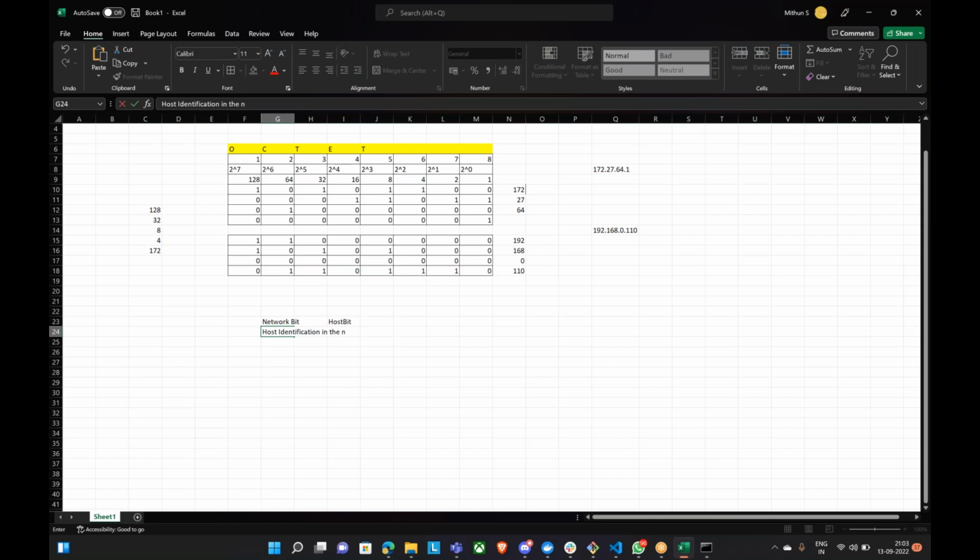So the host identification, I'll write here. And then what is the use of host bit? So this host bit, you will assign it to the devices in your network, isn't it?